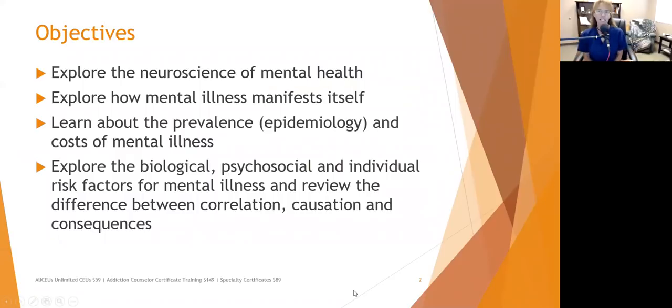In this presentation, we're going to explore the neuroscience of mental health, how mental illness manifests itself. We'll learn about the prevalence and epidemiology and the costs of mental illness a little bit. We're not going to go into that a lot because it's not all that interesting. We'll explore the biological, psychosocial, and individual risk factors for mental illness and review the differences between correlation and causation in order to determine consequences.